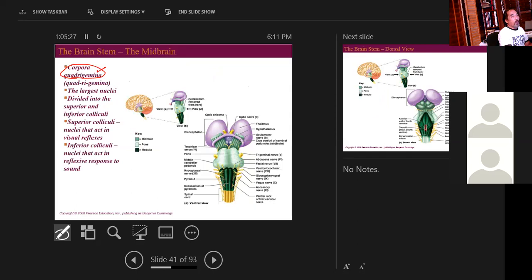We have those parts here located at the back. This is called the corpora quadrigemini, the one at the back. The one in the front is called the cerebral peduncle in the midbrain. And the one in the back is going to be called your corpora quadrigemini.